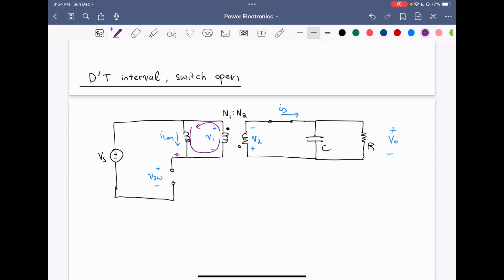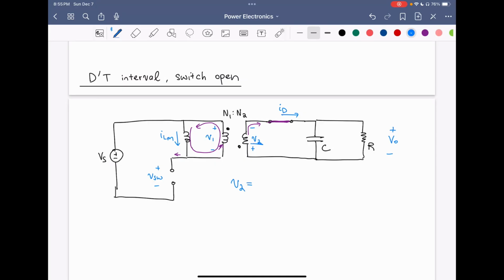Now, because a current is entering the undotted terminal of the transformer on the primary side, we know that the current must be leaving the undotted terminal on the secondary side. So because the current is leaving here, we need the diode to turn on, and thus the diode is turned on in this case. So with the diode being turned on, we now have the voltage V2.